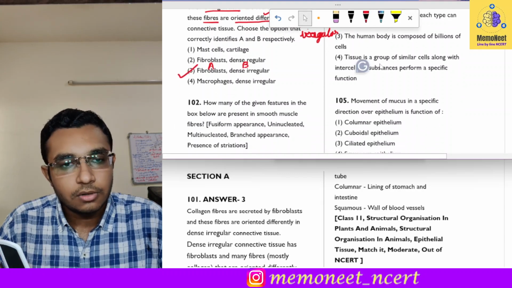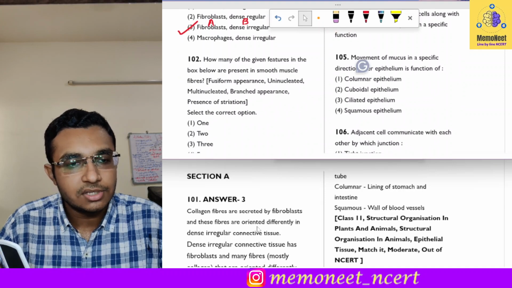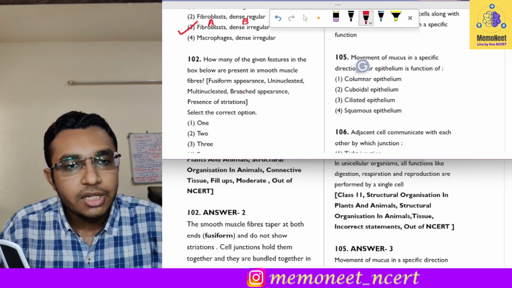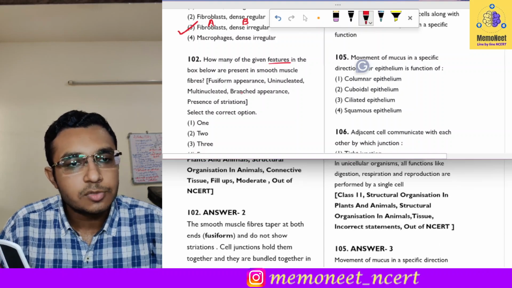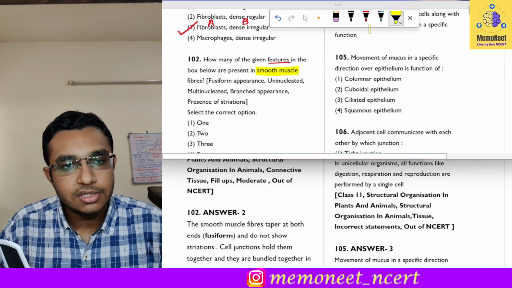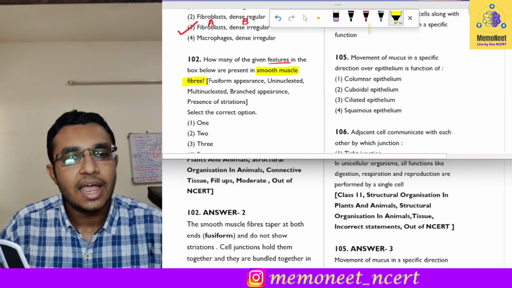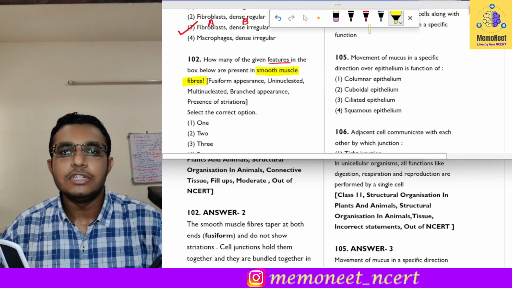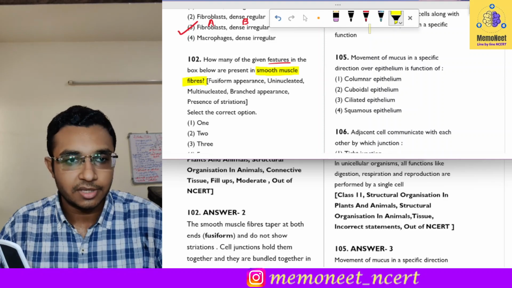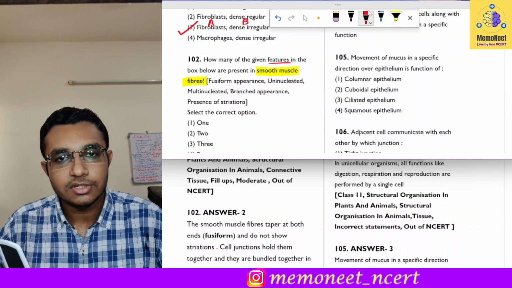Now moving on to the next question, that is question number 102. So question number 102 states that how many of the given features in the box below are present in the smooth muscle fibers. So the question is about smooth muscle fibers, and in the brackets there are a few features given and we have to identify how many of them belong to the smooth muscle fibers. So let us see all the features one by one.